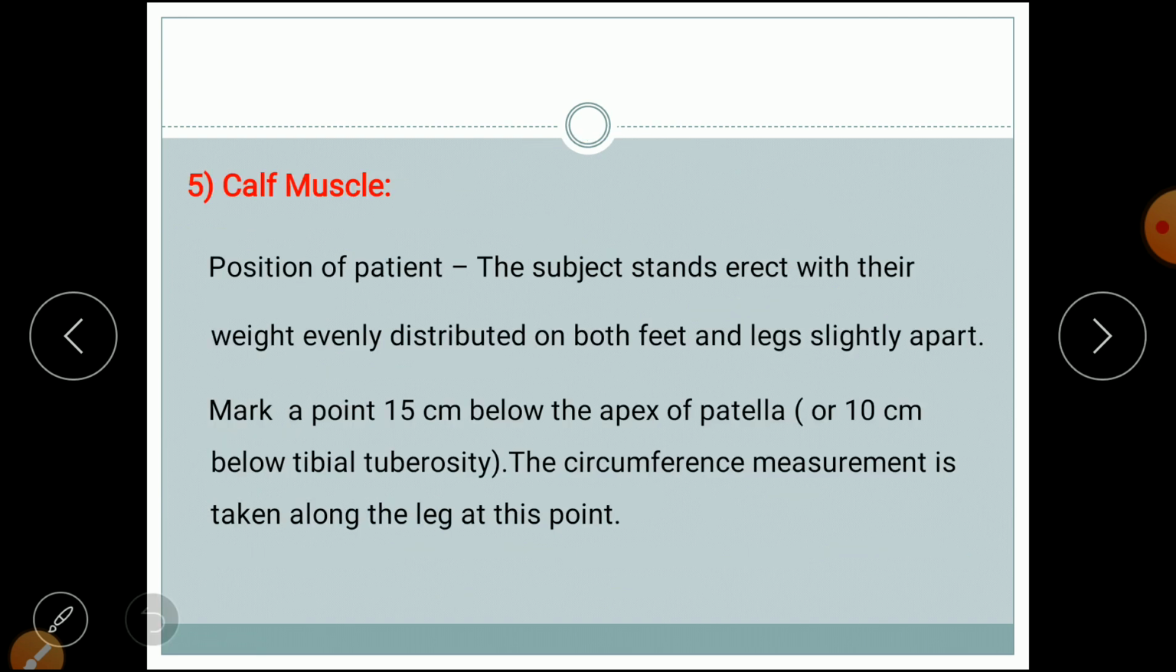Now the calf muscle. Position of the patient: the subject stands erect with their weight evenly distributed on both feet and legs slightly apart. Make a point 15 centimeter below the apex of patella. Remember, in the calf muscle, it is below the apex of patella.